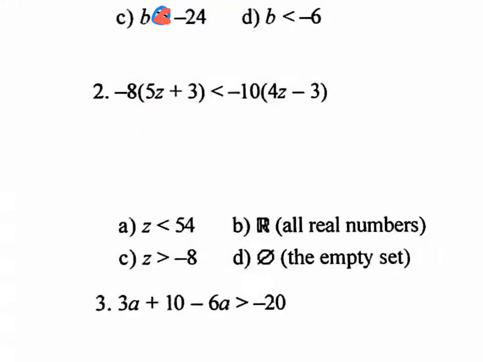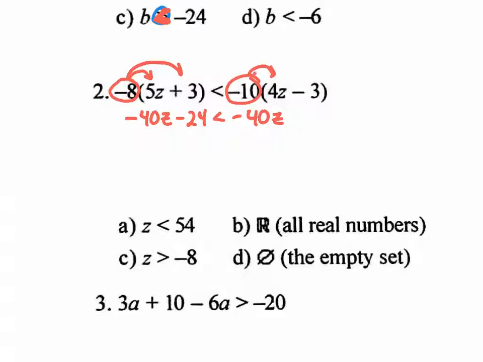This one definitely requires some simplification, right? That means distributive property and combining like terms. I recommend circling the value you're going to distribute and drawing arrows. Negative 8 times positive 5 is negative 40 with the z. And then negative 8 times positive 3, that's a negative 24. And of course, we're going to bring down the inequality symbol. We're going to just bring it down. And then we're going to distribute on the right side. Negative 10 times 4z, that's negative 40z. And negative 10 times negative 3, that's positive 30.